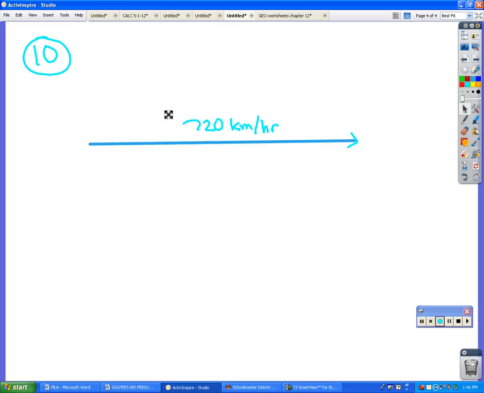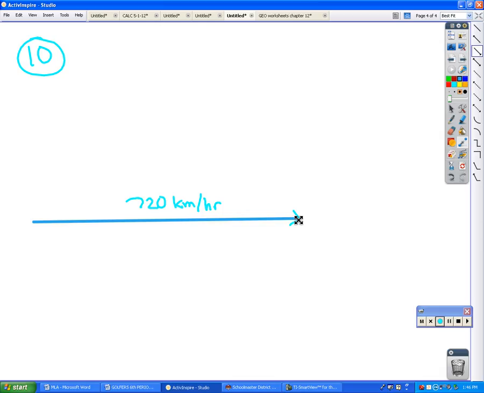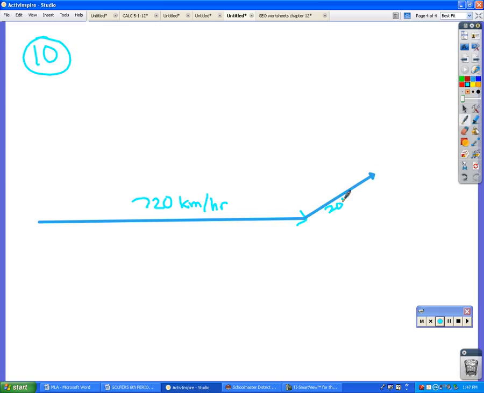So he is taking evasive action here. He turns the jet 20 degrees to the north. That means that this angle right here, relative to the path he was traveling before, is 20 degrees. To avoid the storm, he continues in this direction for 1 hour. How far will he go in that 1 hour? 720 kilometers, because he's going 720 kilometers per hour.